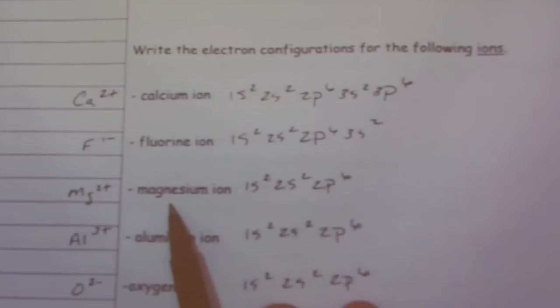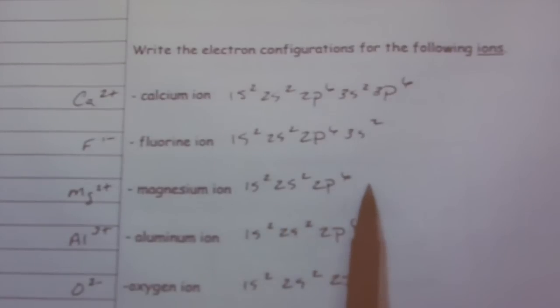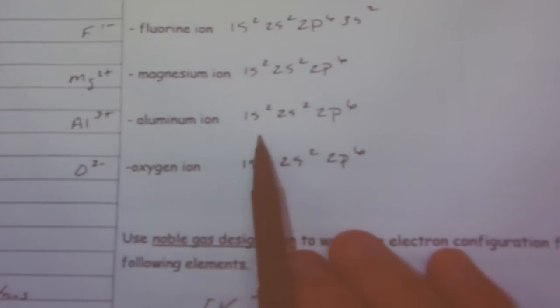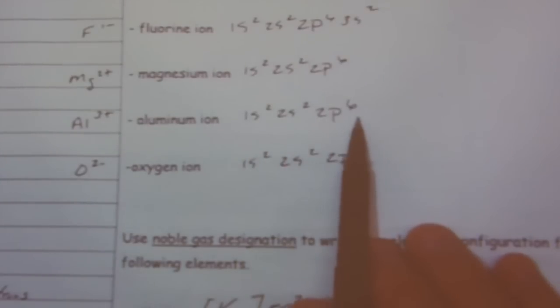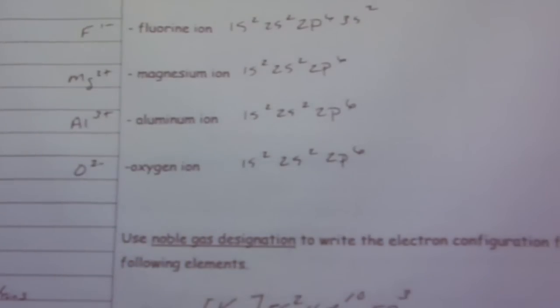Magnesium ions, they're like beryllium and calcium. They want to lose 2 electrons, and when they do, magnesium becomes 1s2, 2s2, 2p6. Remember, magnesium had 12 electrons originally, but it lost 2 and becomes 1s2, 2s2, 2p6. It lost the last 2 electrons. Aluminum, Al3+, right? It's in the third column under boron. It's going to be Al3+, so we have 1s2, 2s2, 2p6. Oxygen, 1s2, 2s2, 2p6, because it gains 2 electrons.